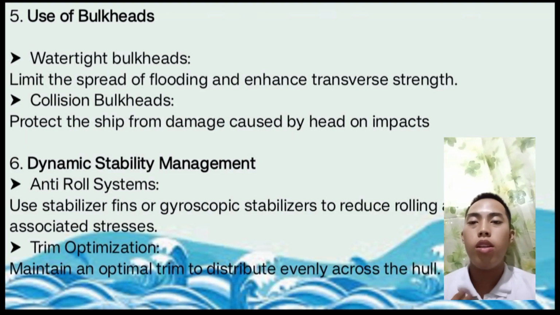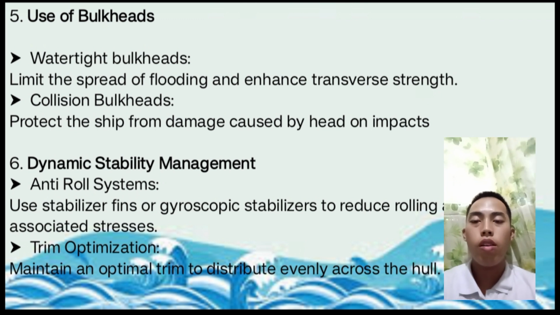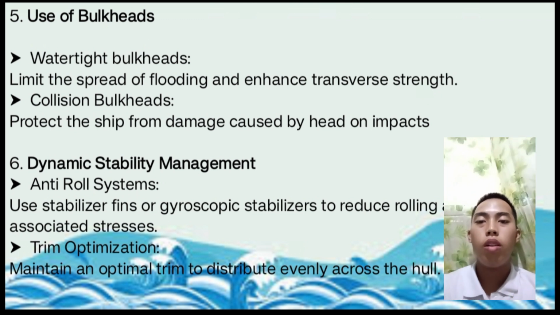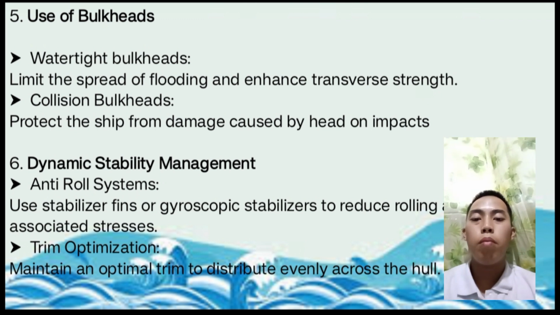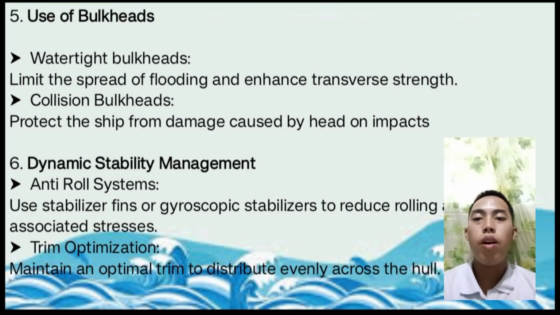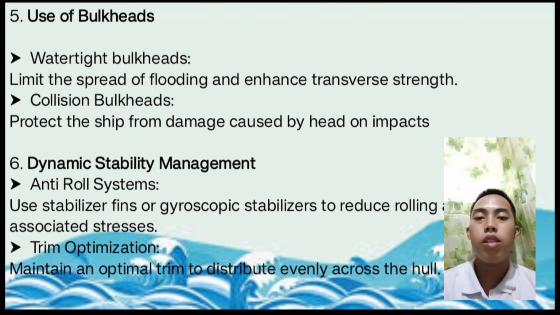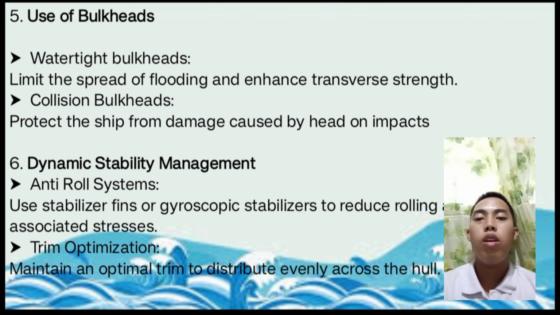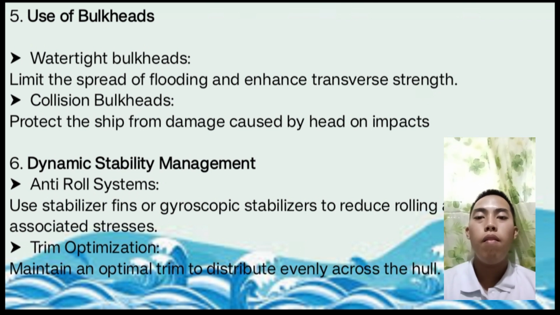Next, the fifth one is use of bulkheads. There are two types: watertight bulkheads and collision bulkheads. So watertight bulkheads limit the spread of flooding and enhance transverse strength. Collision bulkheads protect the ship from damage caused by head-on impacts.